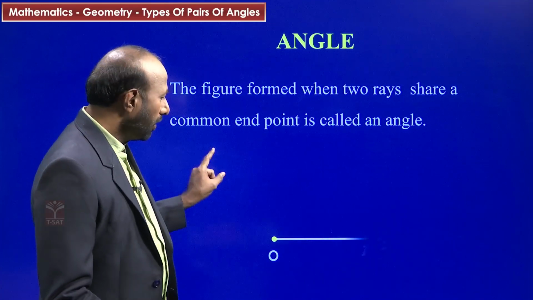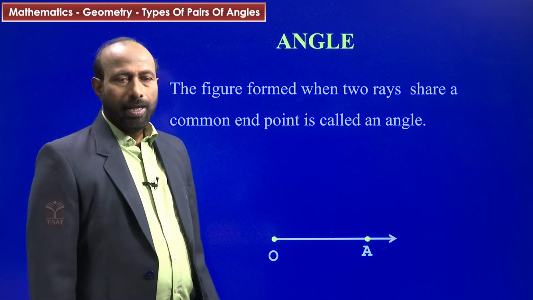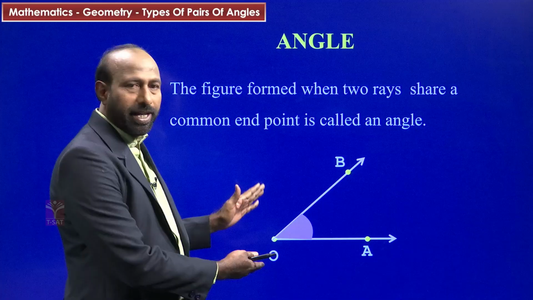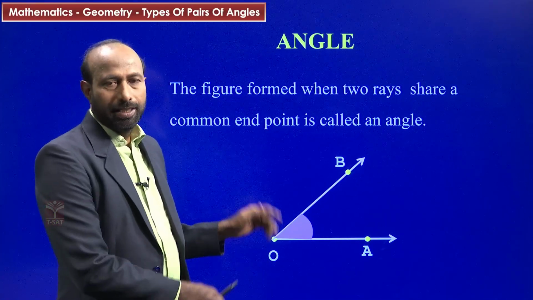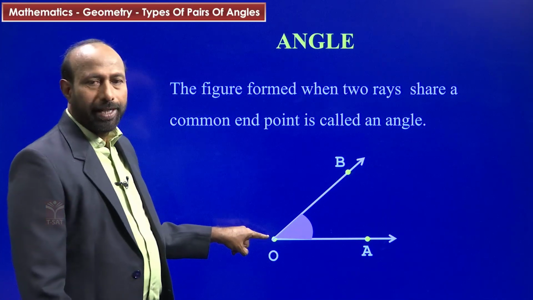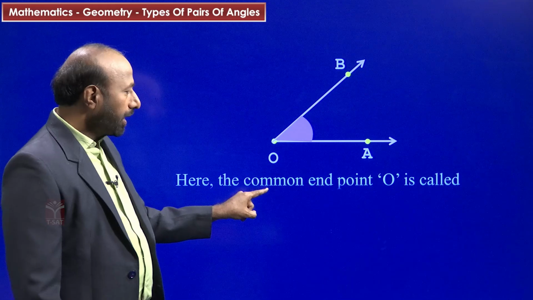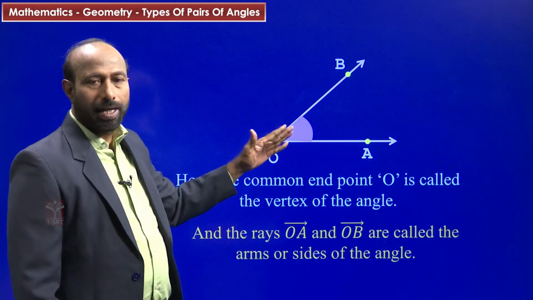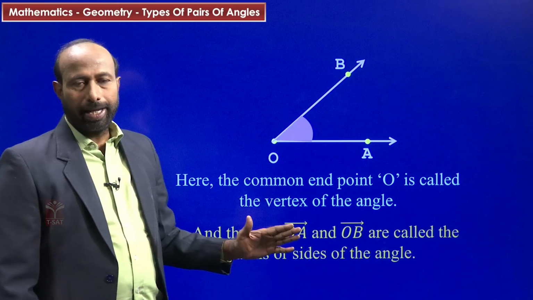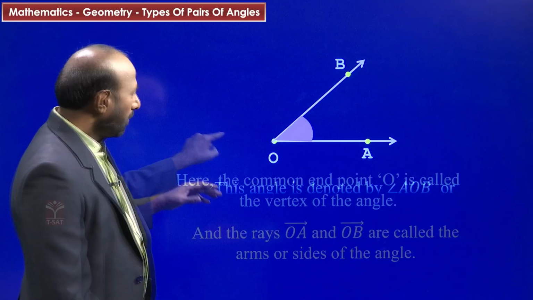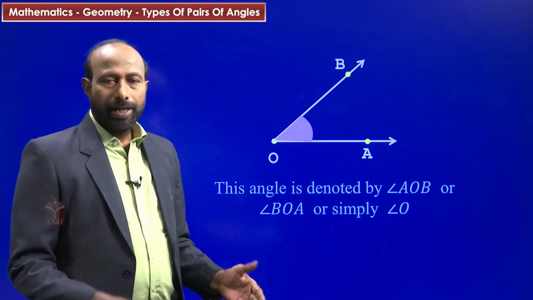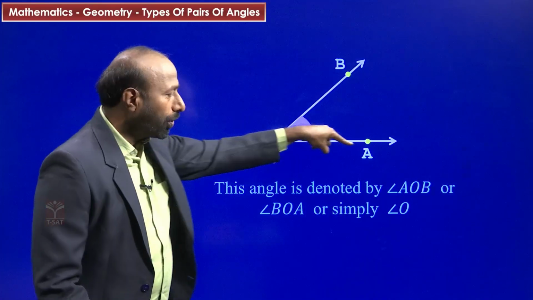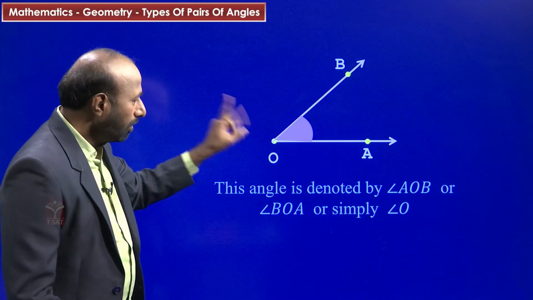Here we have a ray OA and another ray OB. Now, this figure is called an angle. The common endpoint is called the vertex and the two arms are called the sides of the angle. The angle is denoted by angle AOB, or angle BOA, or simply angle O.